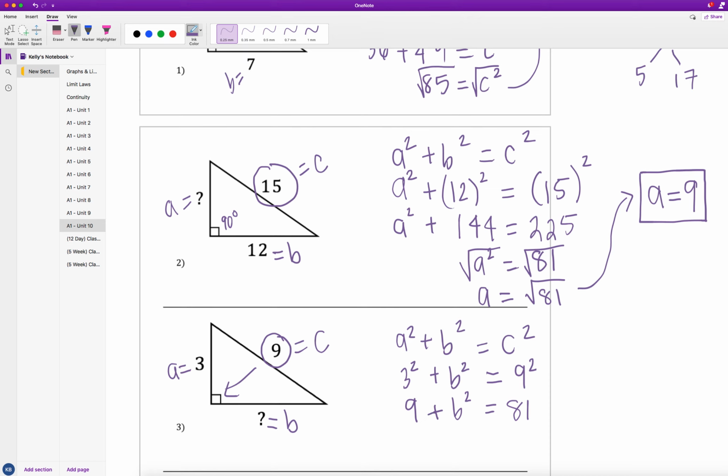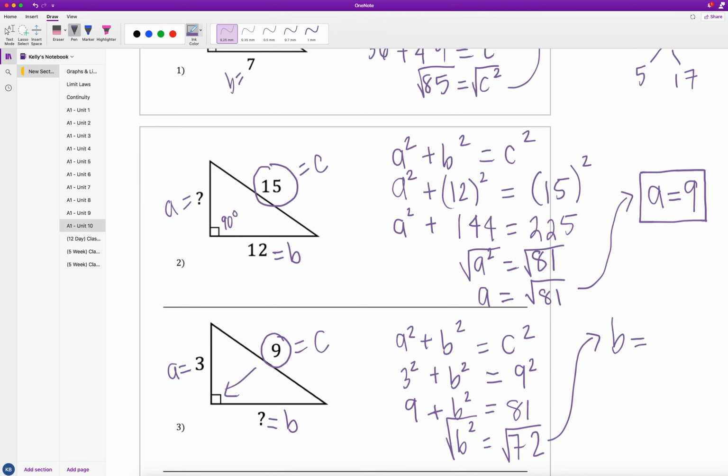To get b by itself this time, I'm going to subtract 9 over, so we get b squared equals 72. Then to isolate and get b by itself, I need to apply a square root. Whatever I do to one side, I have to do to the other to keep the equation balanced.